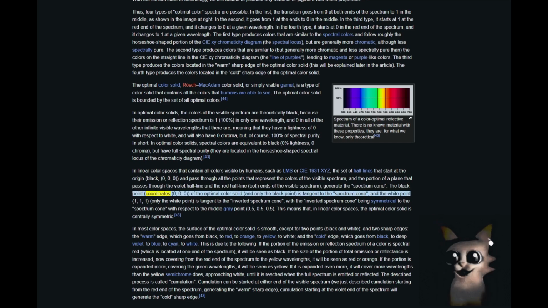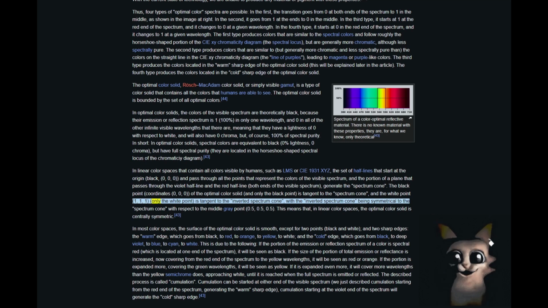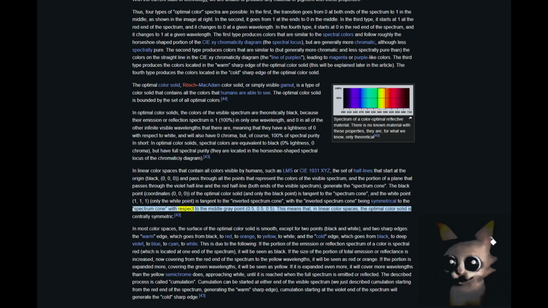The black point, coordinates 0, 0, 0, of the optimal color solid, and only the black point, is tangent to the spectrum cone, and the white point, 1, 1, 1, only the white point, is tangent to the inverted spectrum cone, with the inverted spectrum cone being symmetrical to the spectrum cone with respect to the middle gray point, 0.5, 0.5, 0.5. This means that, in linear color spaces, the optimal color solid is centrally symmetric.